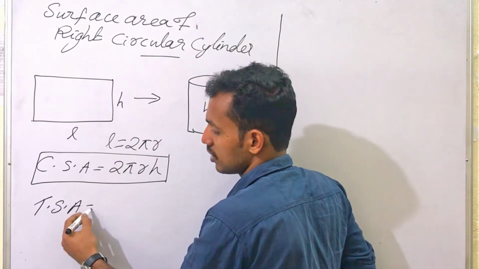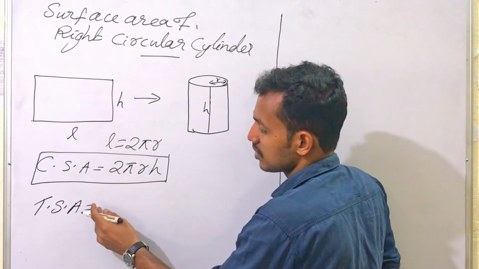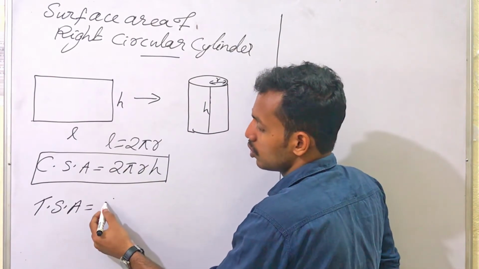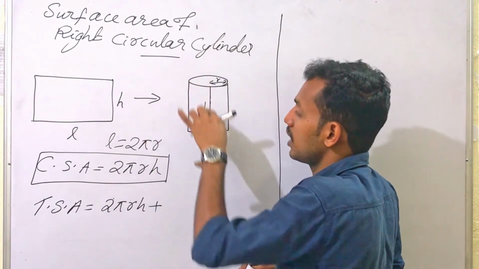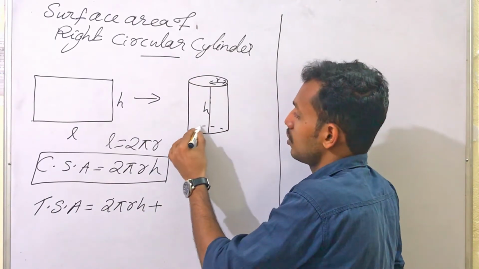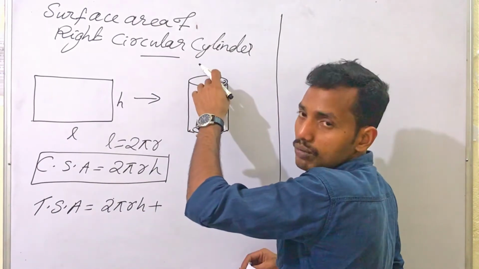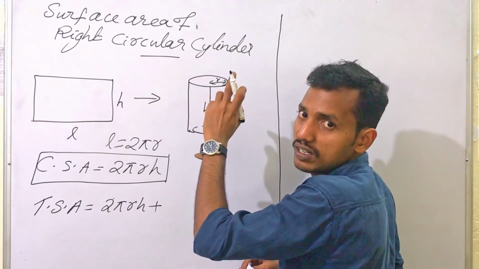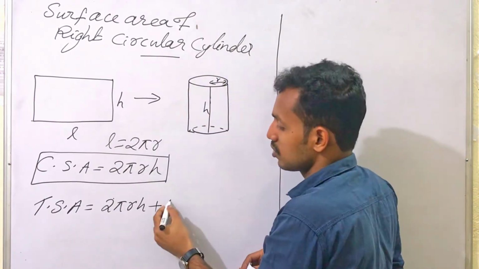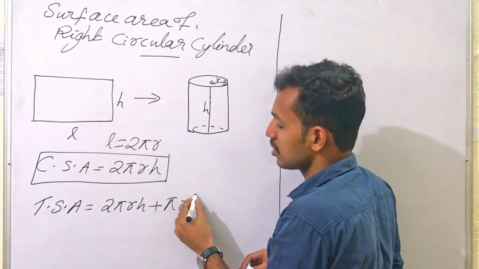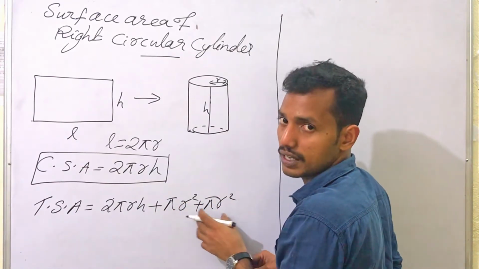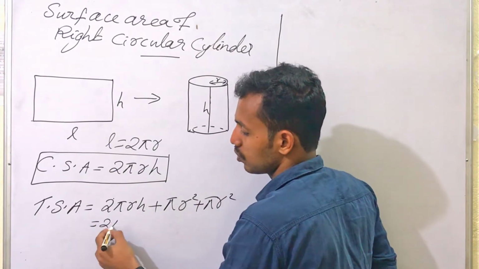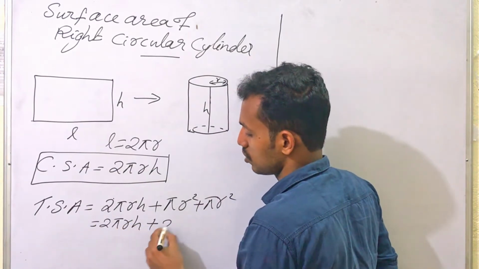Total surface area is equal to curved surface area, that is 2 pi r h, plus area of top as well as area of bottom. Both faces are in circle form. So what is the area of a circle? Pi r square. So pi r square plus pi r square, area of bottom plus area of top, which is equal to 2 pi r h plus 2 pi r square.